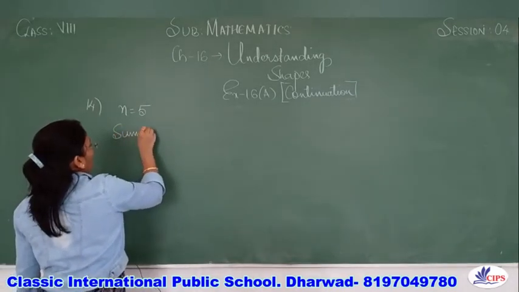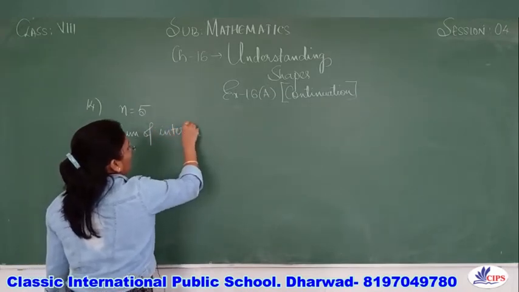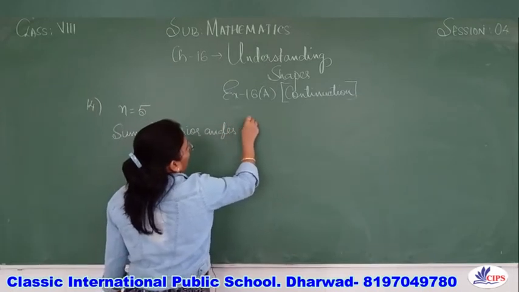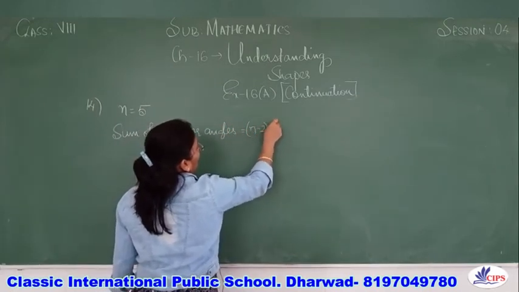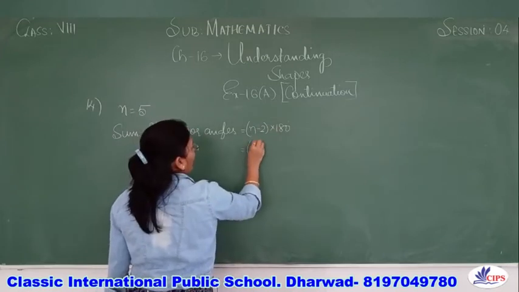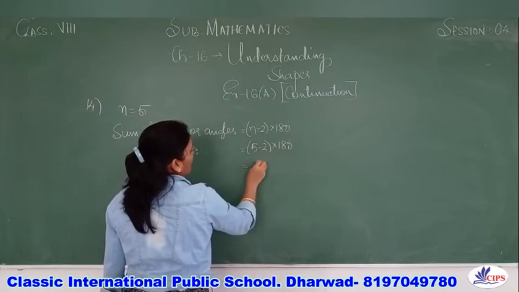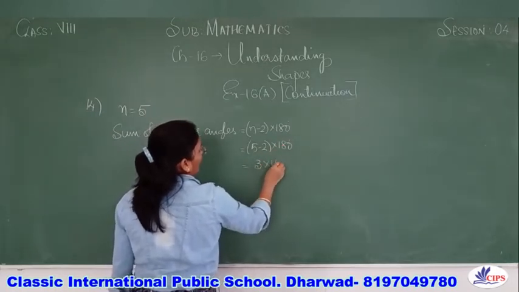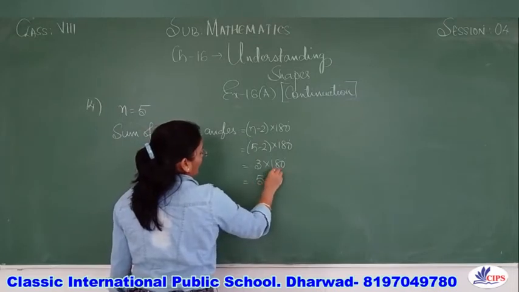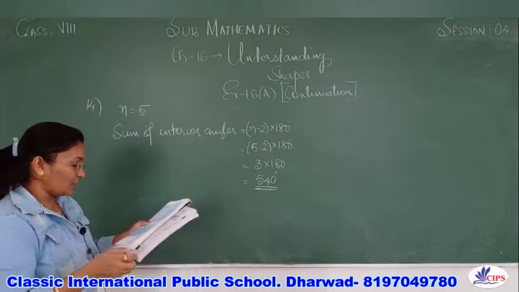So sum of interior angles is equal to (n minus 2) into 180 degrees. So here our n value is 5. So (5 minus 2) into 180. What is 5 minus 2? 3 into 180. What is 180 into 3? 540 degrees. So sum of interior angles of a pentagon is 540.